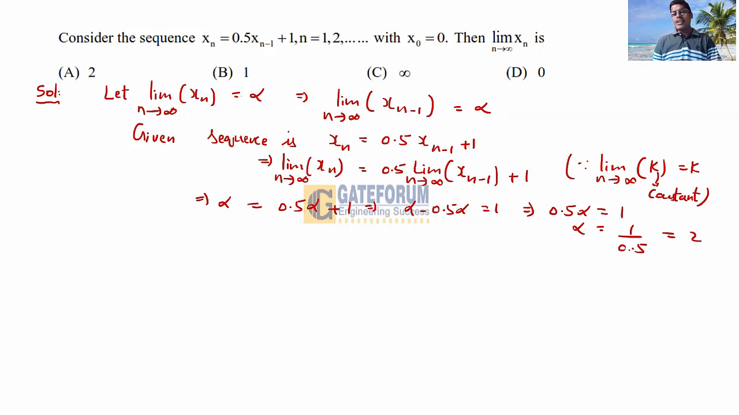If you were getting this alpha value as infinity, then the assumption in the first step, let alpha be finite, would fail. So alpha is a constant value, maybe finite or infinite. When the nth term limit value is finite, we can't say whether the series is convergent or divergent. Maybe divergence, maybe convergence or oscillatory, etc. But we are not interested in this type of convergence or divergence; we are asked just about the limit as n tends to infinity of x_n. So the answer is 2. This is the end of the question. Accordingly, option A.